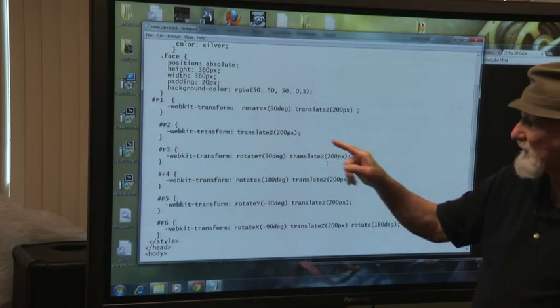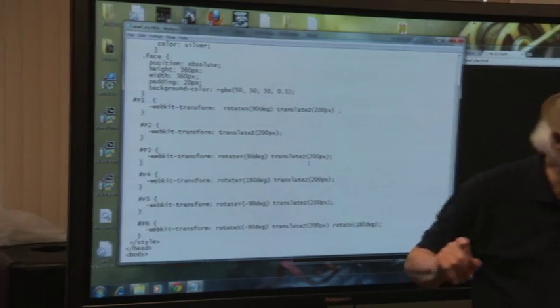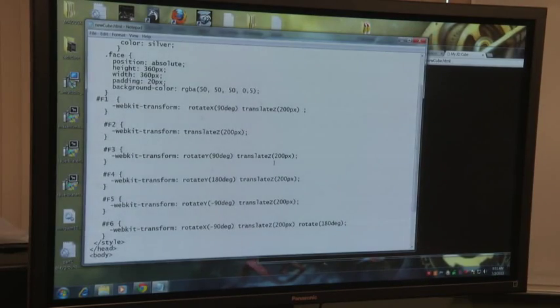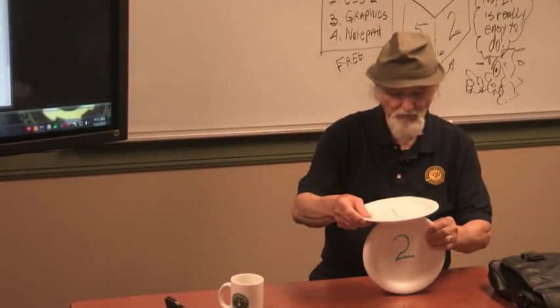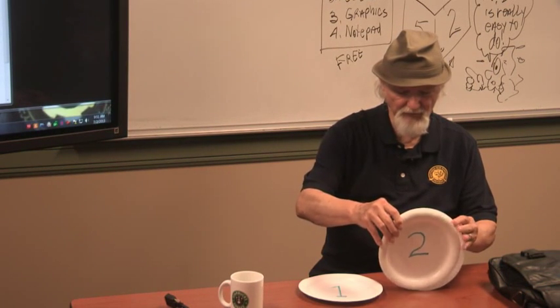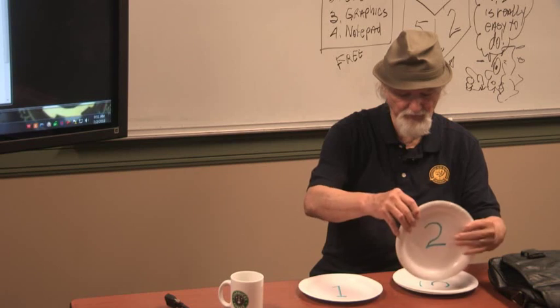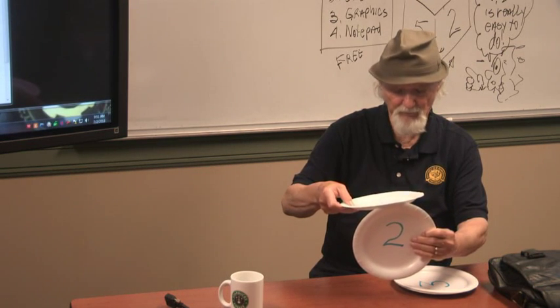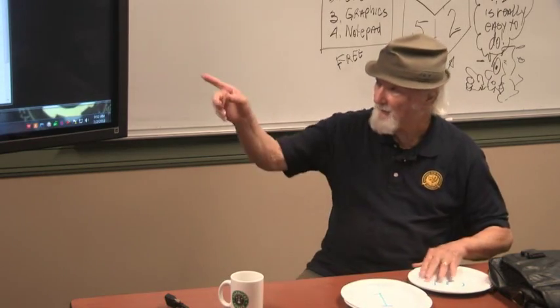Let's look at number 2. Number 2, I'm going to come back down here. I've got this one on the top now. Number 2, all number 2 has to do is just translate. That's going to be the front face. It just has to come out 200 pixels. And that's what it's done. There's no rotation for number 2. Okay?